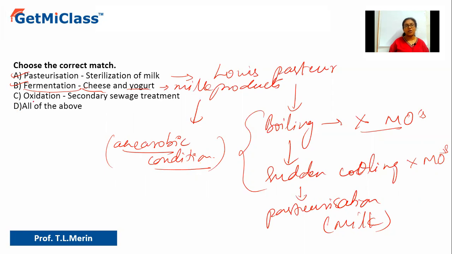Option C says oxidation, that is secondary sewage treatment. That is also correct, because during secondary sewage treatment, we bring about aeration of the effluent, and here there is growth of microorganisms like bacteria, fungus, etc. They degrade the organic matter and reduce the BOD, that is biological oxygen demand. So that is perfectly matched. Option D says all of the above. Yes, that is the answer.